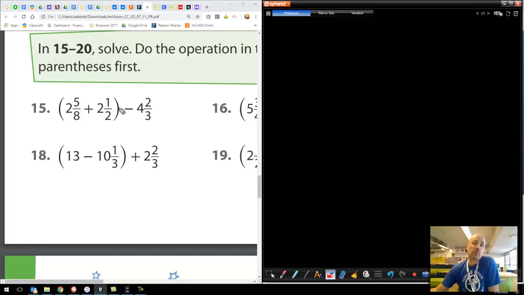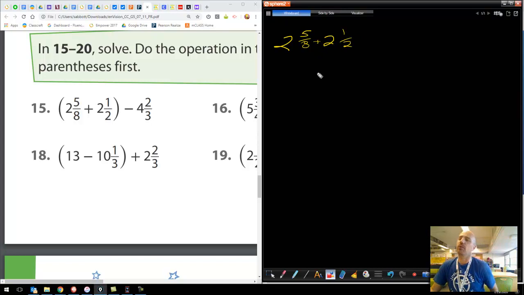So let's take a look right now at number 15. When we're looking at this problem, what I want you to think about is that you really are solving two different problems. We're dealing with order of operations here because we have these parentheses here and here. These parentheses tell us that we need to solve this part first, and then we can add this part here. So this part is what we're going to start with, and I'm going to isolate this section from the whole equation and put it up here. So 2 5/8, and we're going to add 2 1/2.